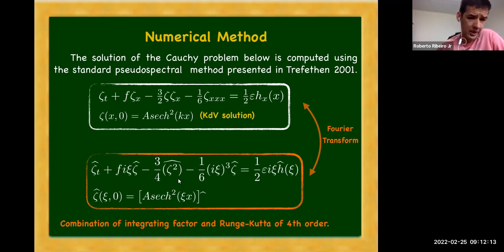But we need to take care of some points. This ODE is a stiff problem, so in order to control the stiffness of the problem, we use a combination of integrating factor and Runge-Kutta. Once we solve this ODE in the Fourier space, we use the inverse Fourier transform and obtain our solution in the physical space.